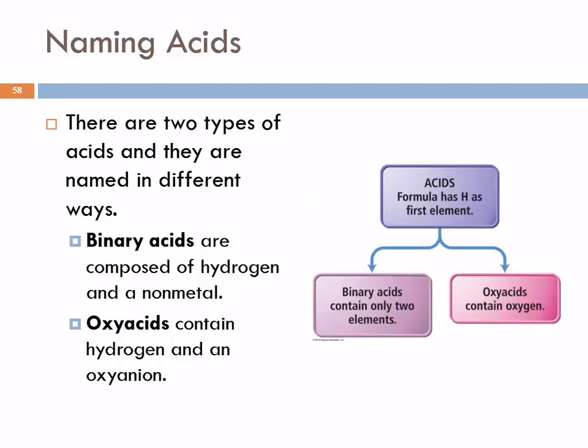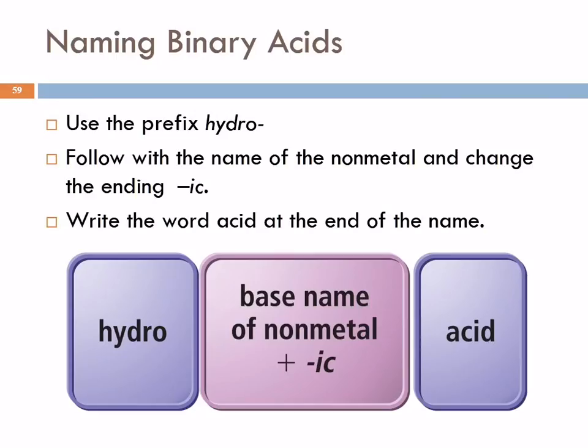There are two groups of acids, and they are named in different ways. The oxyacids, here in this flow chart, where's my pointer? There it is. Oxyacids contain oxygen. What many books call the binary acids would be the other acids, the ones without oxygen in them. So different names for the two different categories. So those binary acids use a prefix hydro. So here's our picture of the name. Hydro comes first, and then we take that nonmetal element that's with the hydrogen and we change the ending of its name to ic. And then we add the word acid at the end.